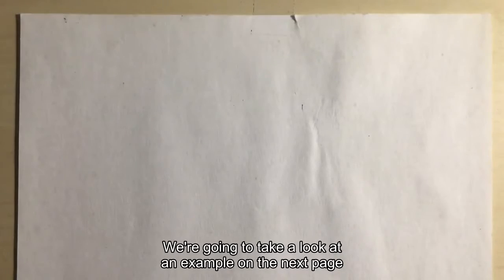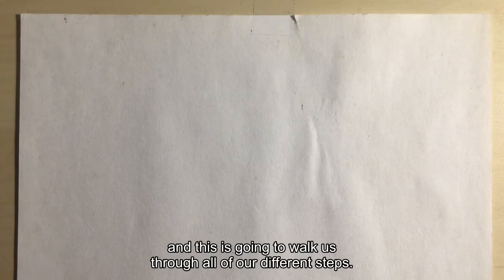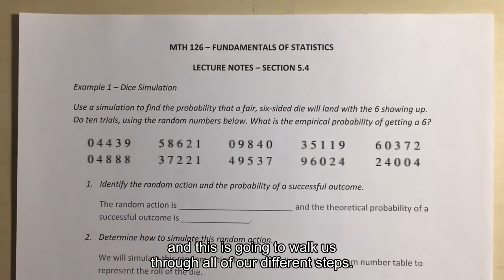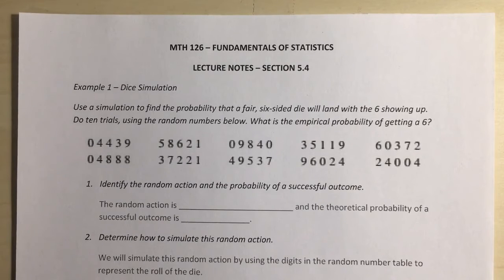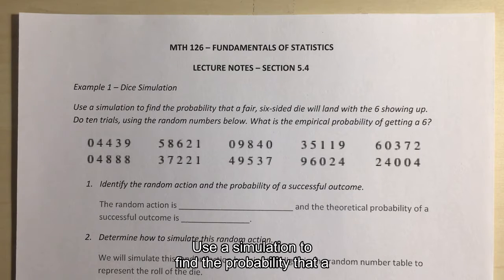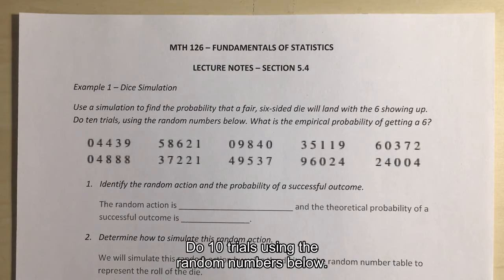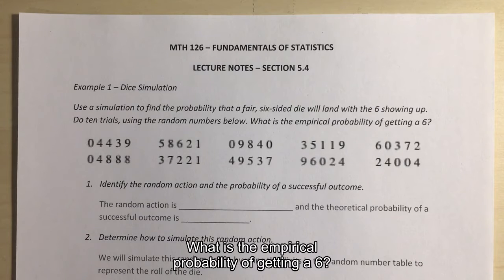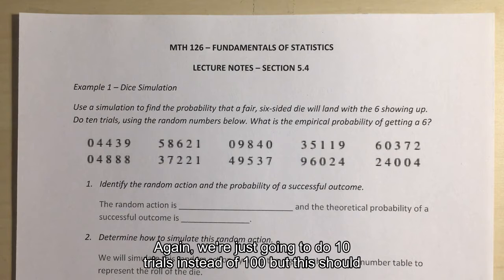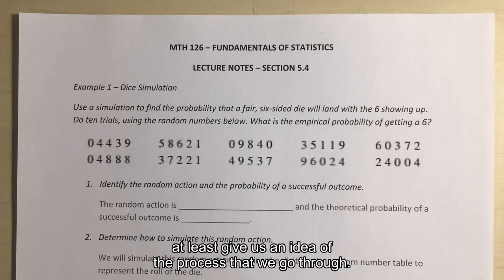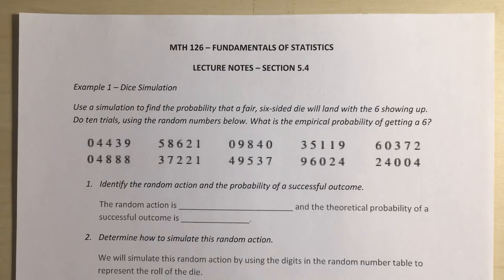All right, so we're going to take a look at an example on the next page, and this is going to walk us through all of our different steps. Use a simulation to find the probability that a fair 6-sided die will land with the 6 showing up. Do 10 trials using the random numbers below. What is the empirical probability of getting a 6? Again, we're just going to do 10 trials instead of 100, but this should at least give us an idea of the process that we go through.